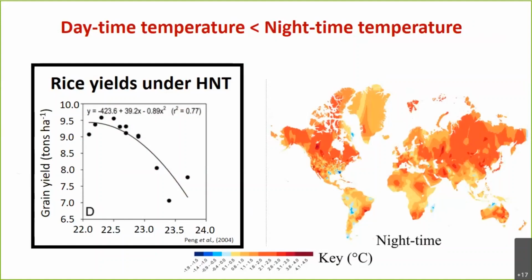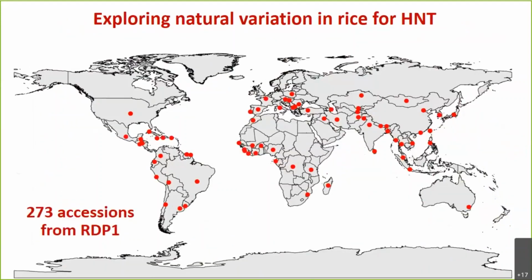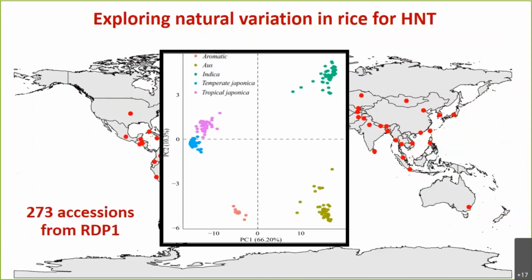So in an effort to solve that, we tried to screen the diversity panel in rice for the high night temperature resilience. So we kept in mind that we are taking adequate representation of the geographical diversity as well as the genetic diversity. So the set of population which we used for screening for HNT resilience had adequate representation of all the subpopulations which are there in rice.